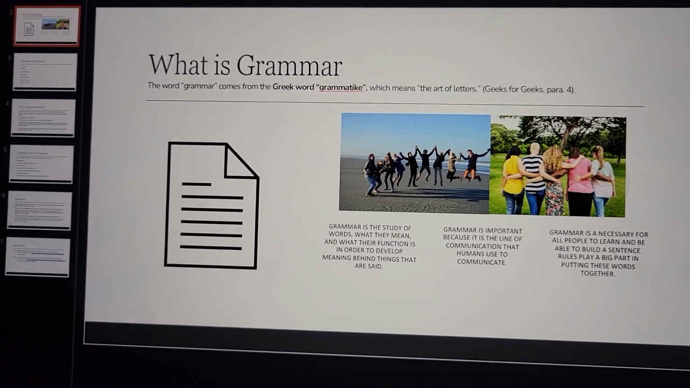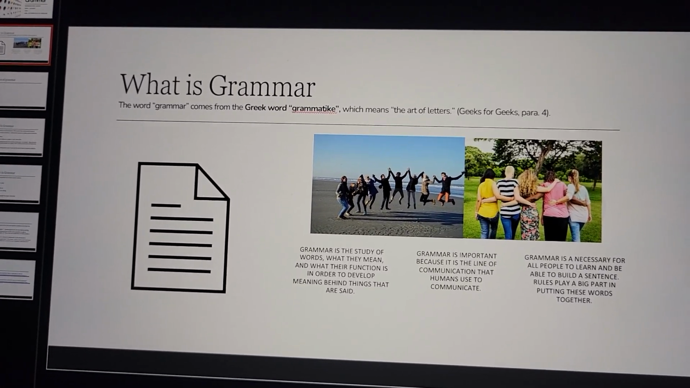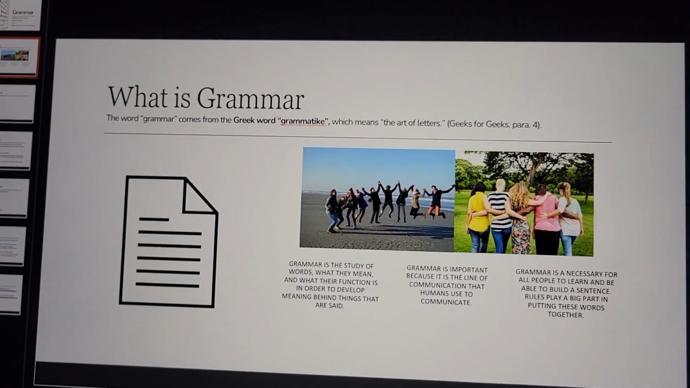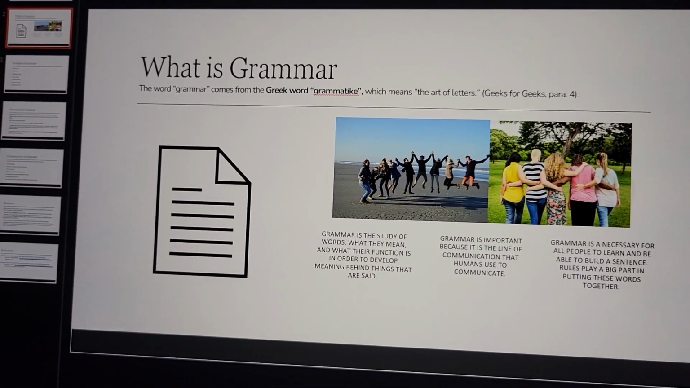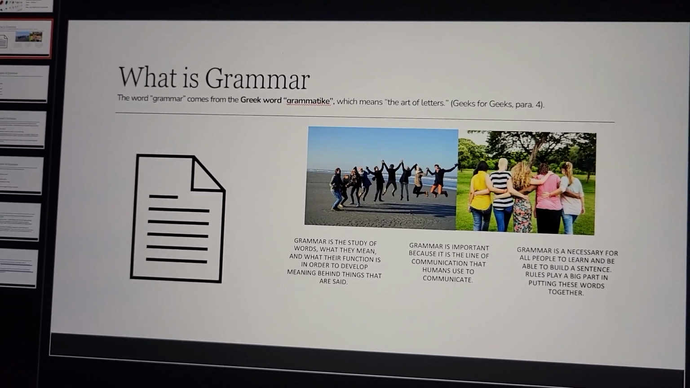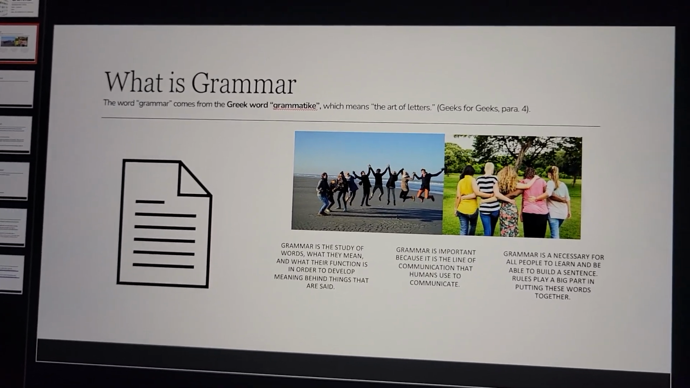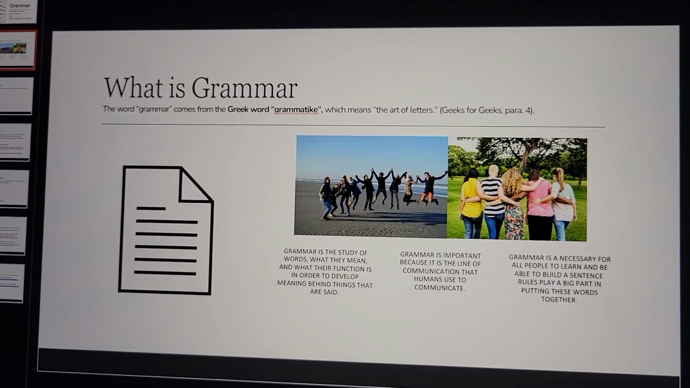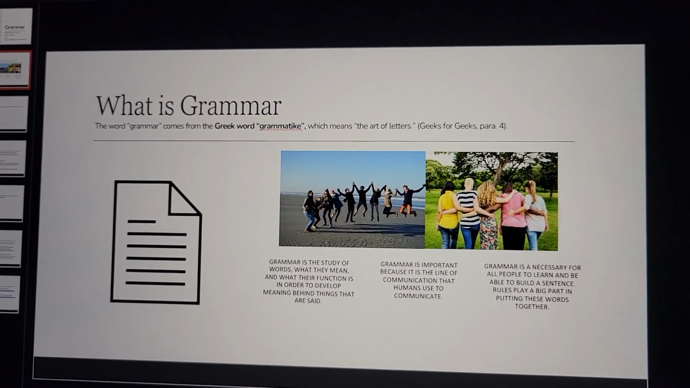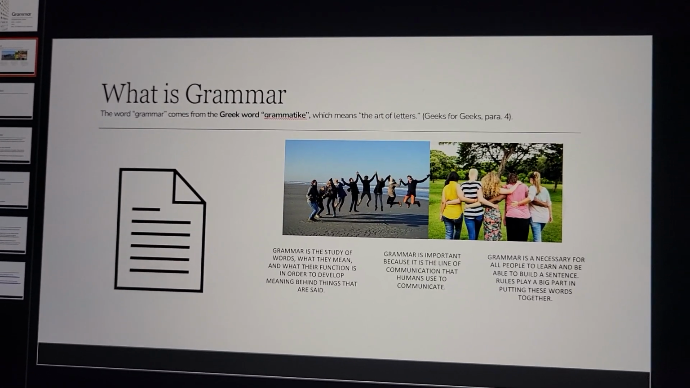What is grammar? The word grammar comes from the Greek word grammatik, which means the art of letters, which is a beautiful and true statement. So if we go on to the bottom part where it says grammar is a study of words, what they mean, and what their function is, in order to develop meaning behind things that are said. So basically their grammar is words that are put together and made into a sentence.